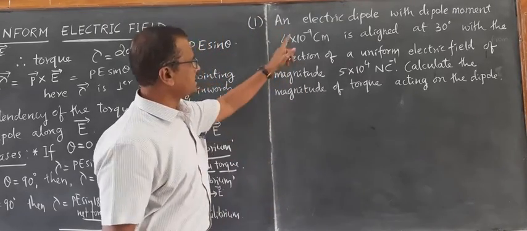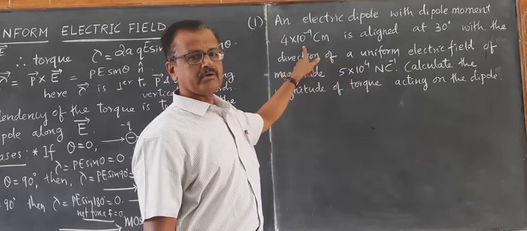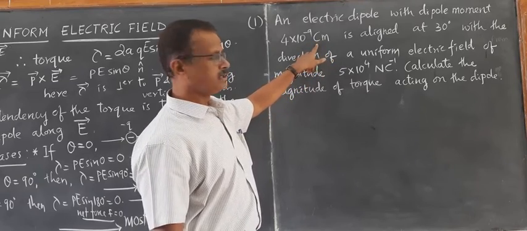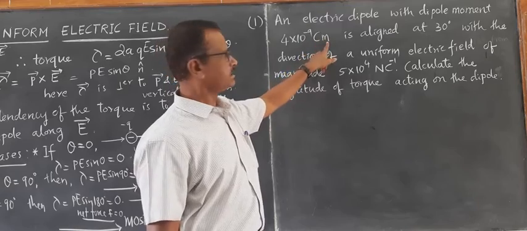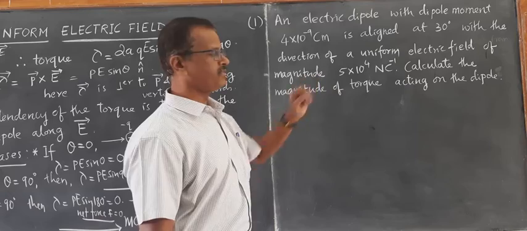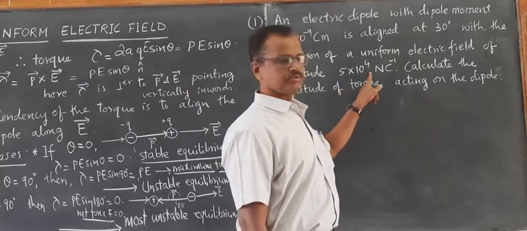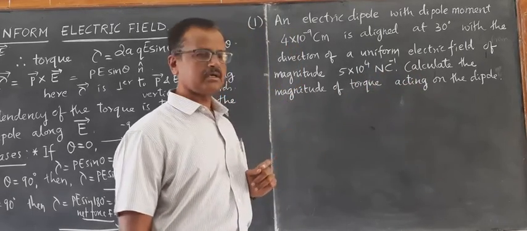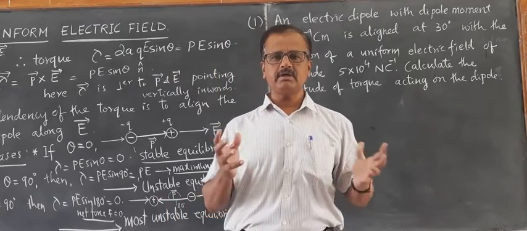An electric dipole with a dipole moment 4 into 10 to the power of minus 9 coulomb meter, that is, 4 nano coulomb meter, is aligned at 30 degrees with the direction of a uniform electric field of magnitude 5 into 10 raised to 4 Newton per coulomb. Calculate the magnitude of torque acting on the dipole.